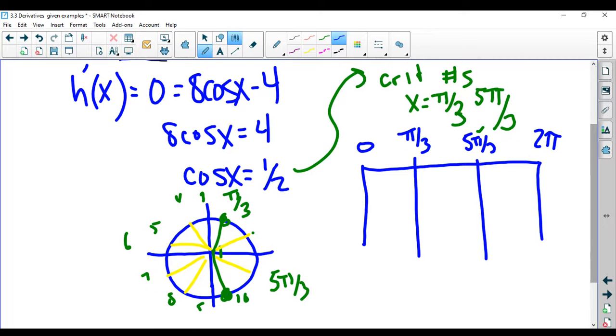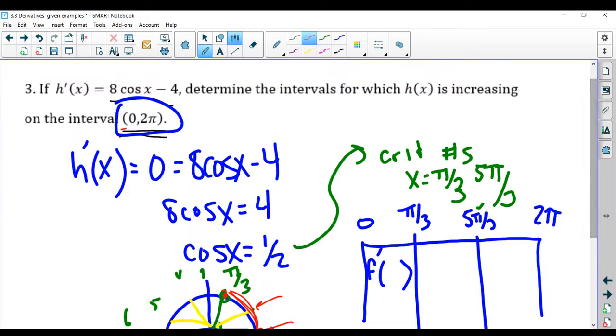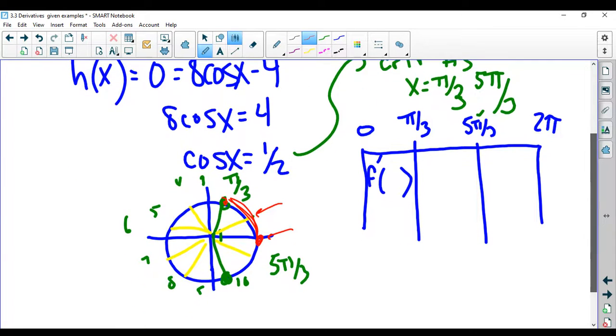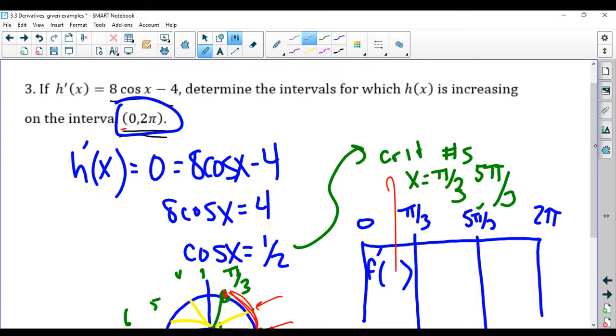So first I have to figure out a test number between 0 and pi over 3 to plug into the derivative. So if you look at the unit circle, here's 0 and here's pi over 3. I can use any angle between those. I could choose to use pi over 6, but it would be easier to use 0. And since 0 is not a critical number, even though it's not technically in the interval, you can still use it.